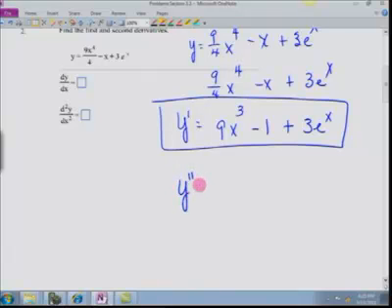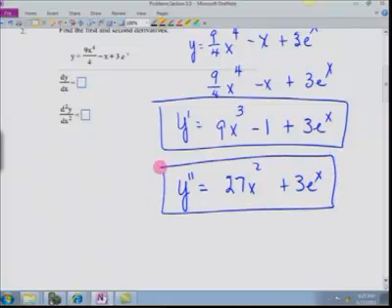All right. y double prime. What's that going to be? 27x squared. Now this is a constant. So what's the derivative there? 0. So it's gone. And what do we still have here? Okay, the rule for e to the x is that it's just e to the x, and the 3 is attached to it, so it's going to stay there.